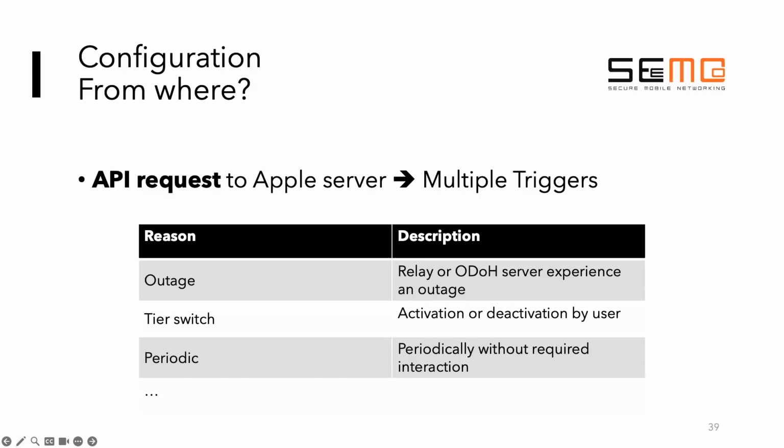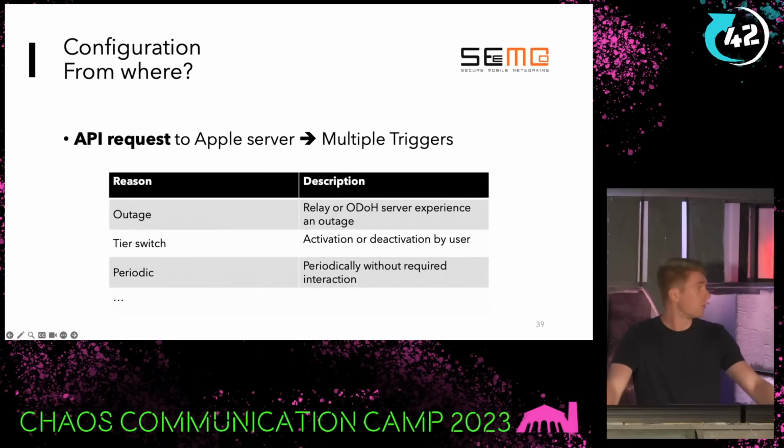So where is this information coming from? The client performs an HTTP request to an API server, which is owned by Apple, upon multiple triggers. These triggers are called reasons in the implementation, and there are several.